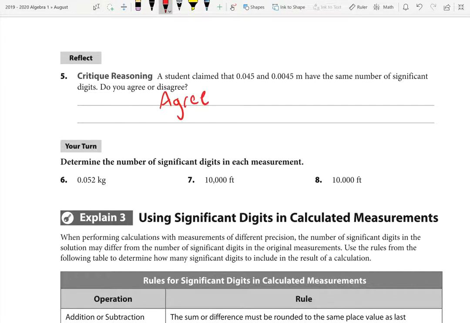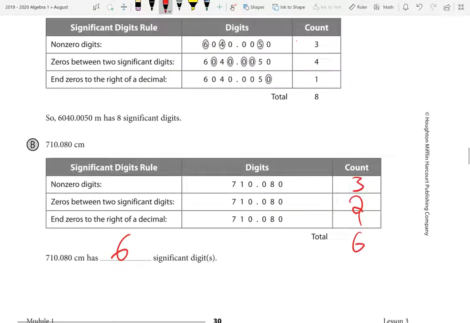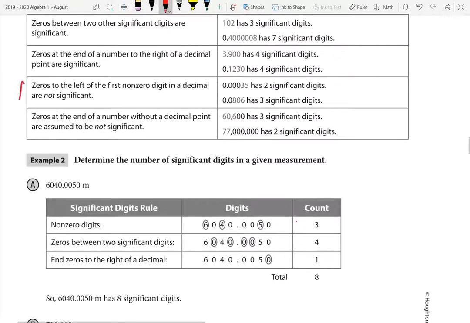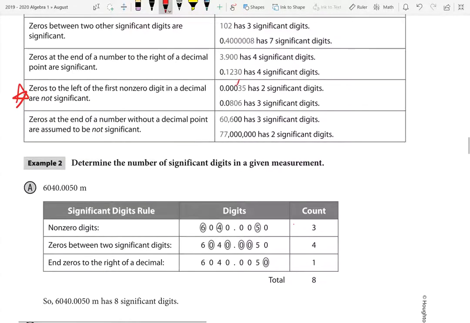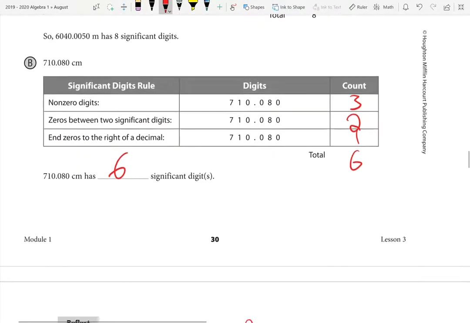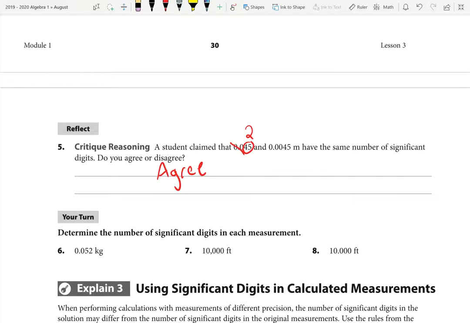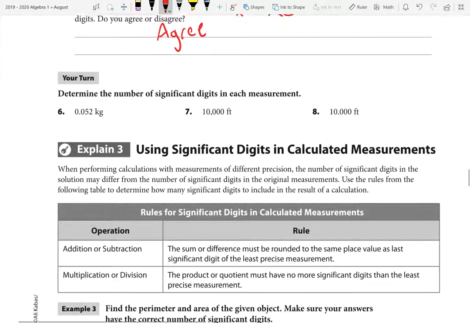Yes, they do have the same number of significant digits, because this one has 2 with the 4 and the 5, and these zeros don't count, just like I believe it was the 4th rule up here. Zeros to the left of the first non-zero digit in a decimal are not significant. So all those zeros here didn't count. That's the exact same thing that's happening here. Those zeros don't count. And the second number is exactly the same. It's got the 4, 5 at the end, but it has all these zeros in front of it. Those zeros don't count. So 2 digits here, 2 digits here. They both have 2 significant digits.